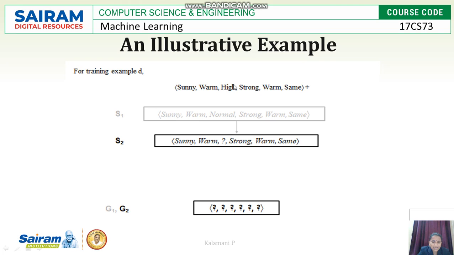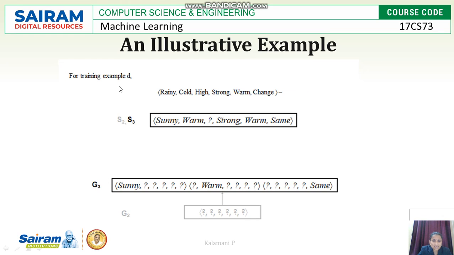High, normal. It can take the value high or normal, both. Any value, so question mark. Strong, strong. Warm, warm. Same, same. So there is no change. Then G2 will come like that. G1, G2 will be same as it is, that any value it can take.